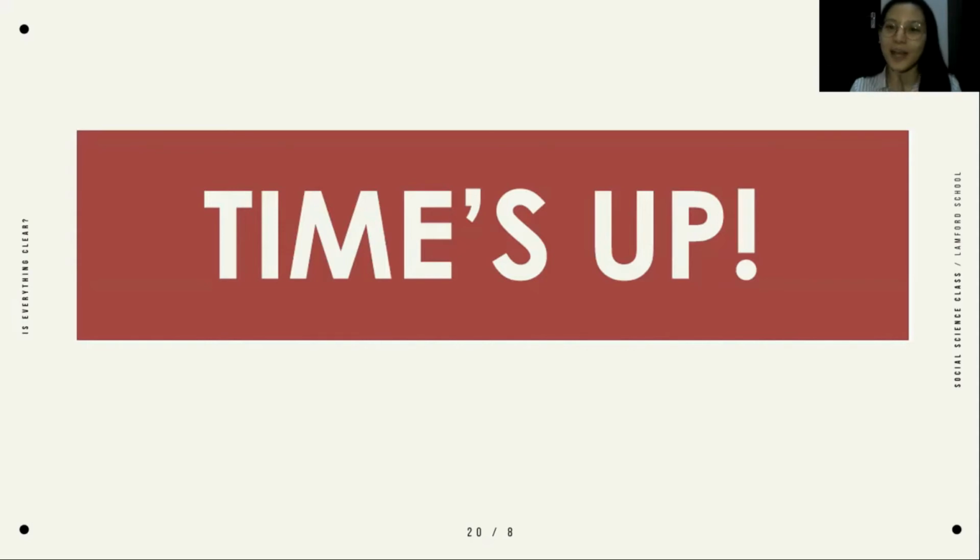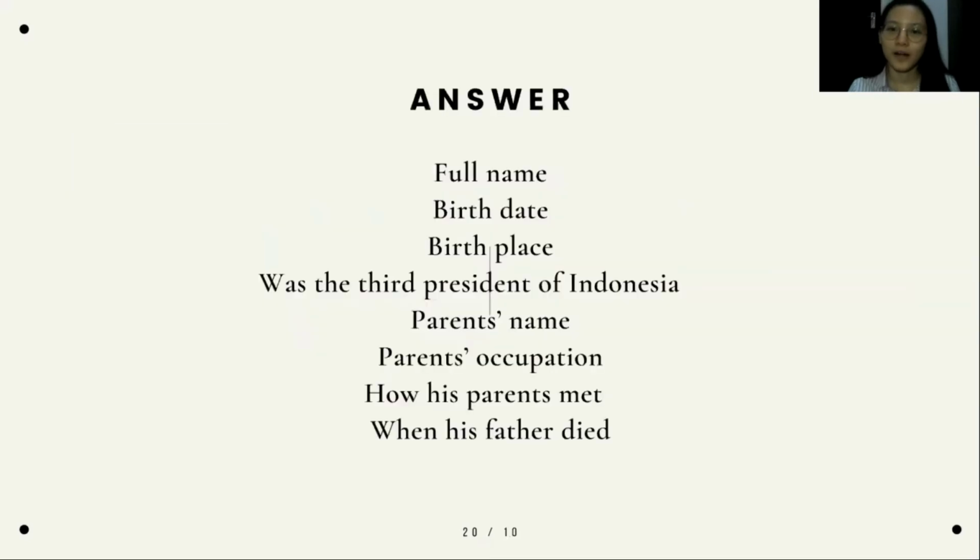Okay, so Rossi mentioned that her group can find BJ Habibie's birthplace, birth date, and also parents' names. All right, so here are the answers. This is all the information that we can find, but we may only choose three. All right, great job. So that's how the activity works. Guys, this is how the game works. Ready for the next question?